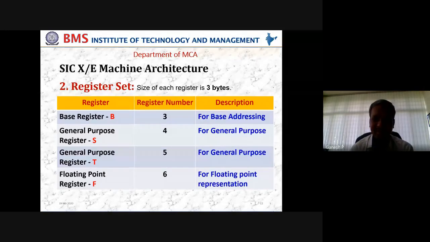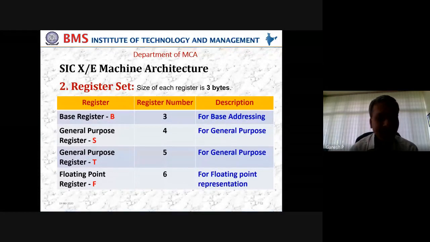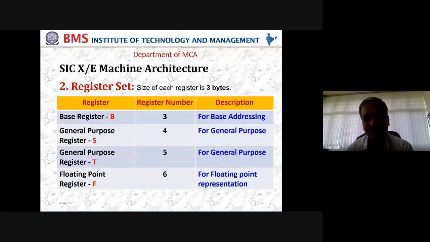This is this architecture. Tomorrow if you study some other architecture, it will be different. So you should not have any confusion. When I studied SIC, the accumulator was given 0. In Intel, the accumulator is given 5. So what is this confusion? There is no confusion at all. Each architecture is unique. The designer of that architecture would have given any number.